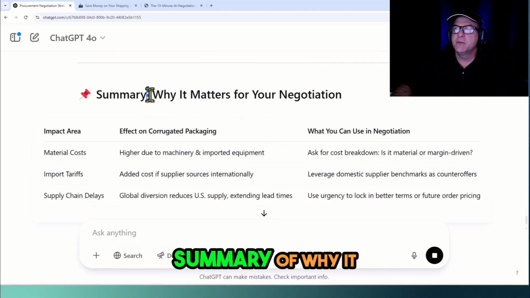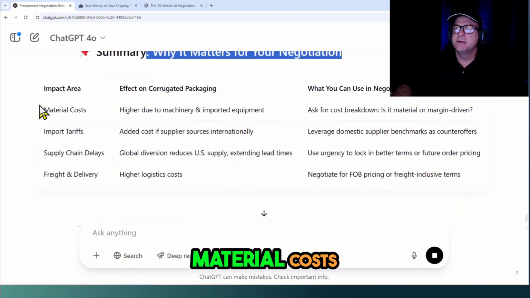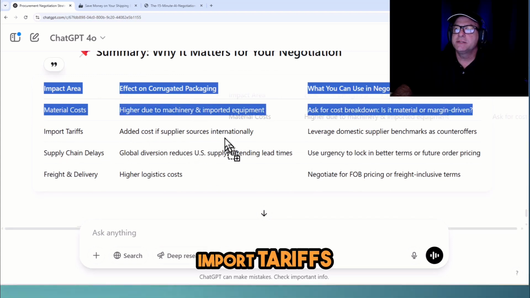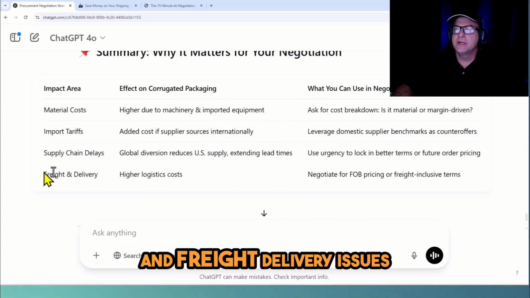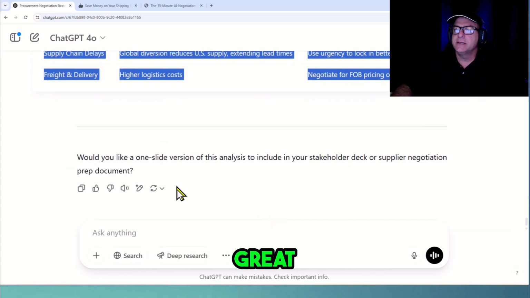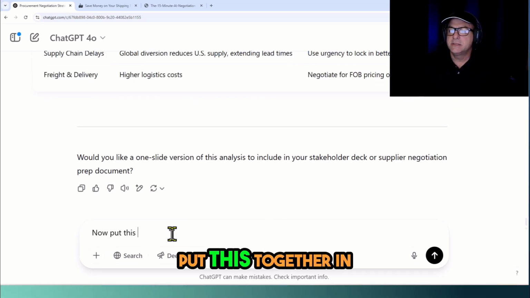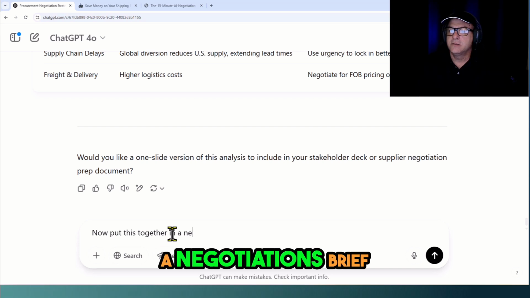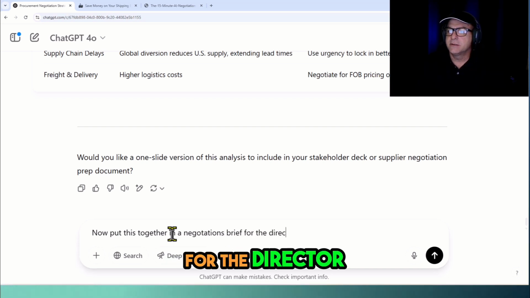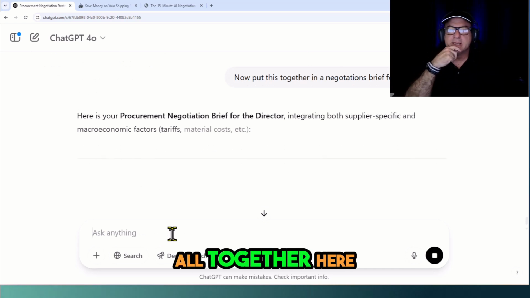Okay, summary of why it matters to your negotiations: material costs, import tariffs, supply chain delays, and freight delivery issues. Great, good to go. Now, let's put this together in a negotiations brief for the director. So we're putting it all together here.